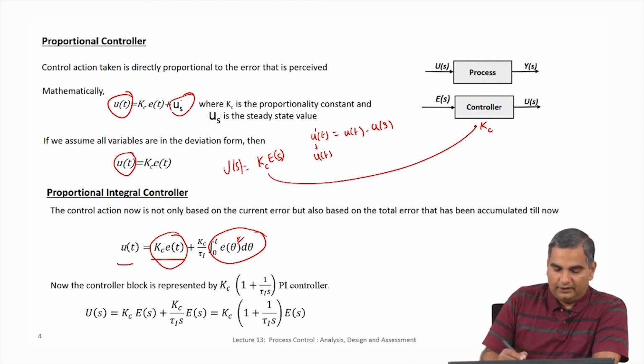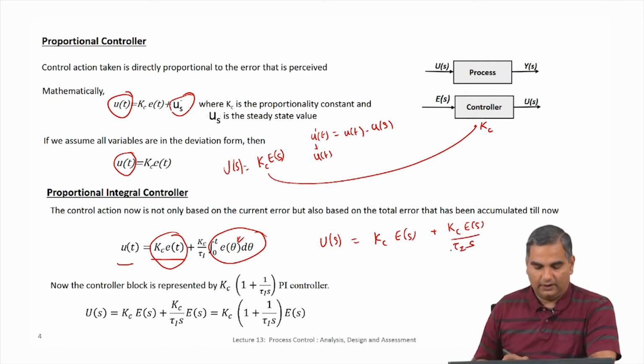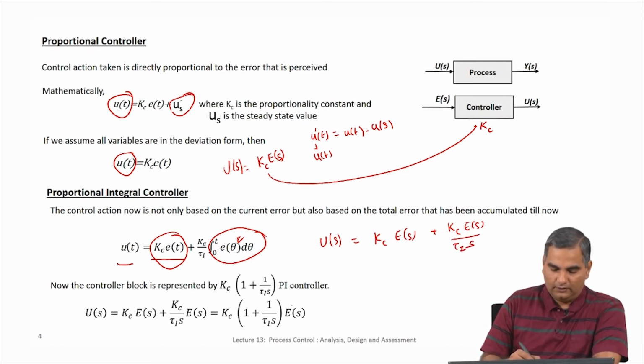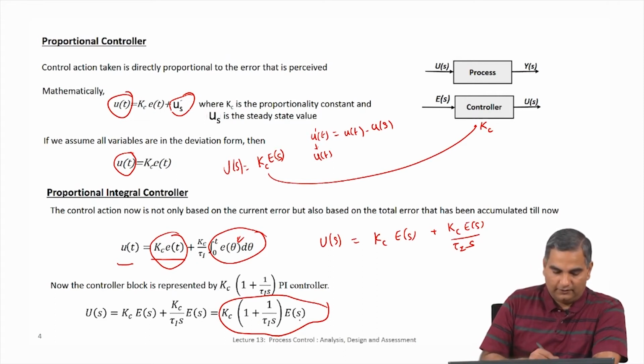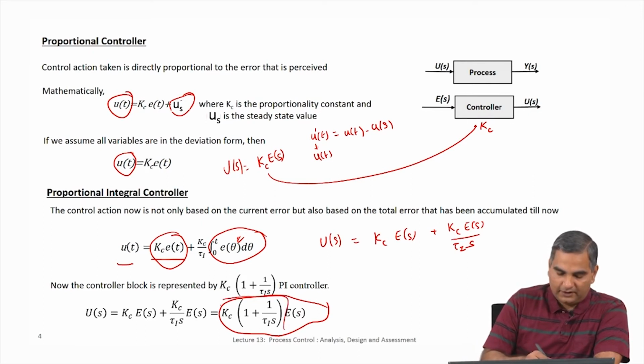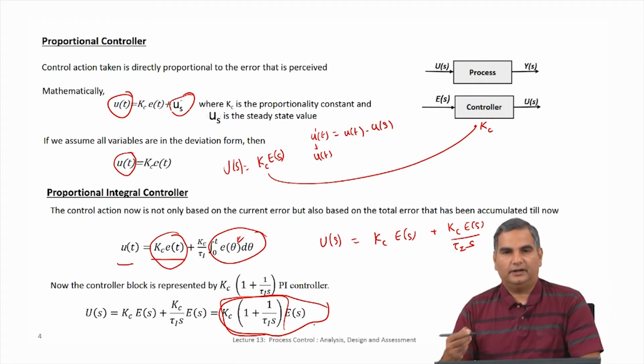In this case, if you take the Laplace transform, you will have U of s is Kc E of s, and we know this from before. If you do this integration, the Laplace transform of this will be E of s by s. So, I have Kc E of s by tau I s. If you simplify this, you get the form Kc into 1 plus 1 by tau I s, times E of s. Because U of s is some multiplication times E of s, the controller is defined by this multiplying factor, which is Kc times 1 plus 1 over tau I s. That is called the proportional integral controller.